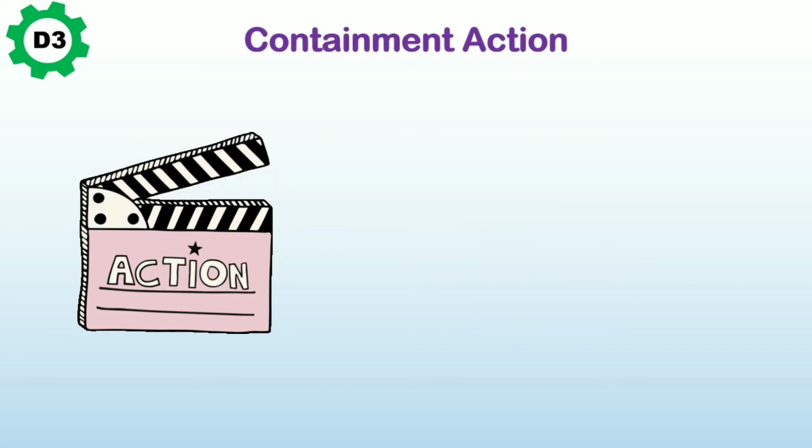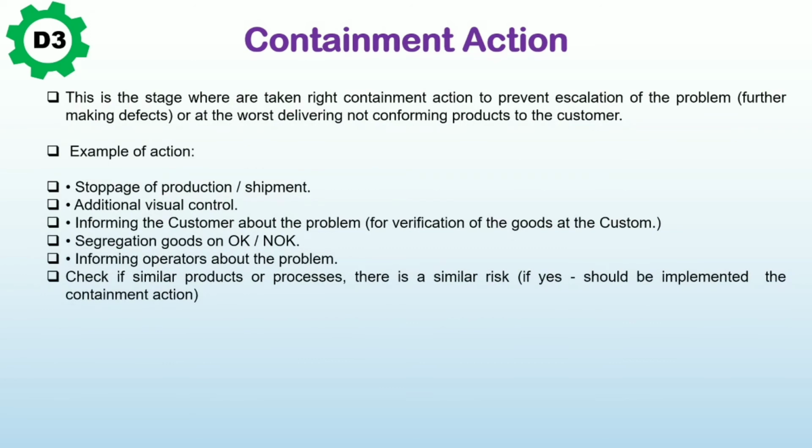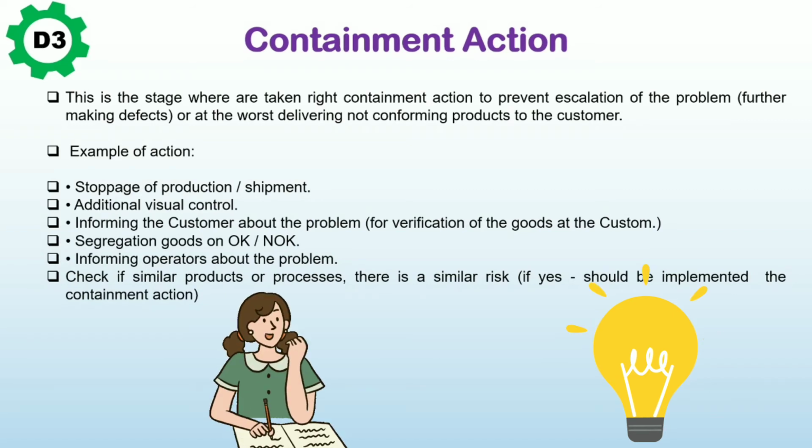Containment action. This is the stage where the right containment actions are taken to prevent escalation of the problem, further making of defects, or, at worst, delivering nonconforming products to the customer. Examples of action: stoppage of production and shipment. Additional visual control. Informing the customer about the problem for verification of the goods at customs.